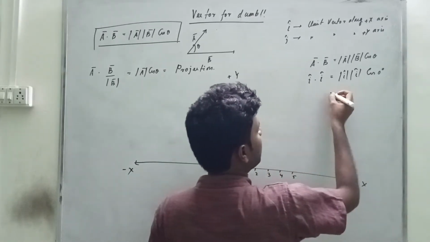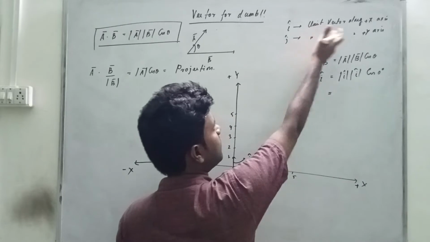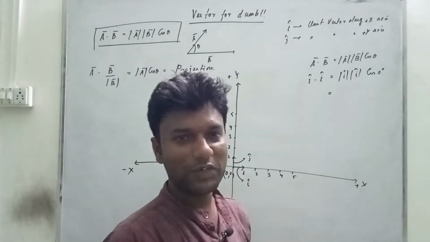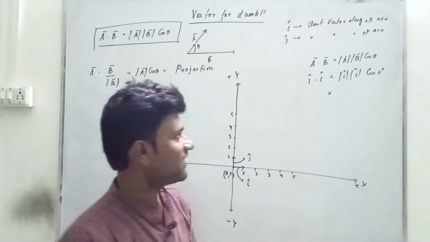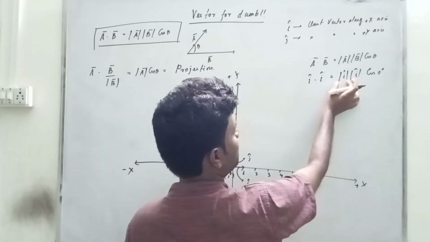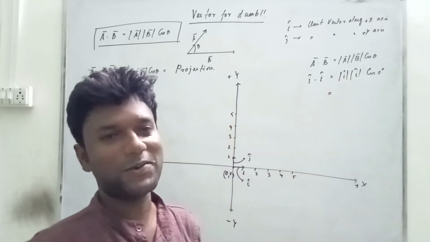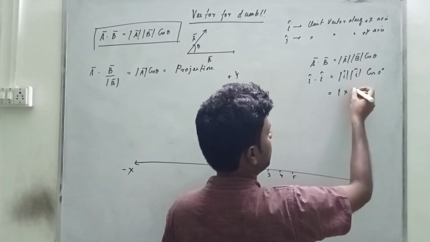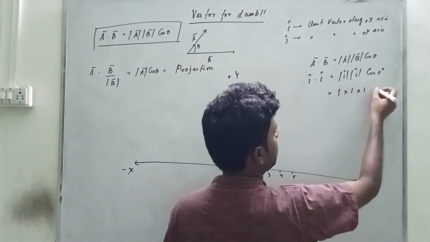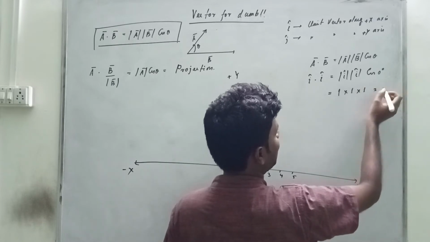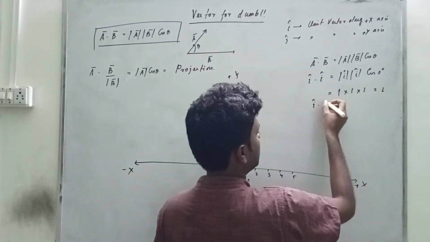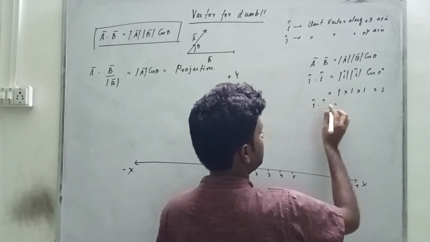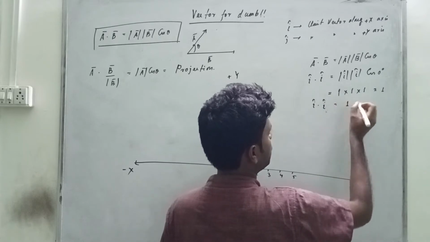It's 1. And as the name suggests, the magnitude of a unit vector is actually 1, so you write 1 for the magnitude of I cap. So it is 1 into 1 into cos 0 which is 1, that means 1. So I cap dot I cap equals 1, very simple case.